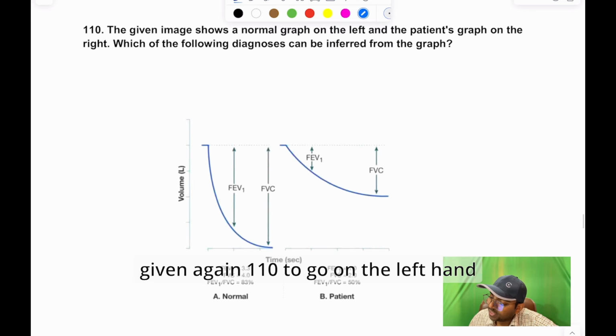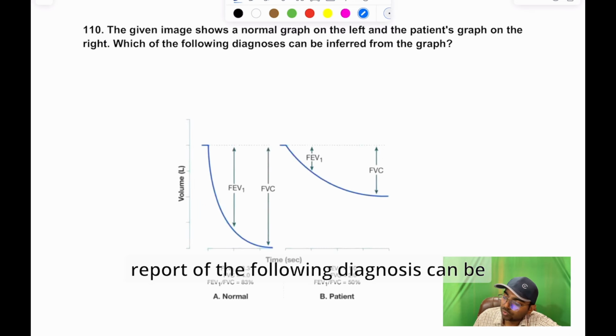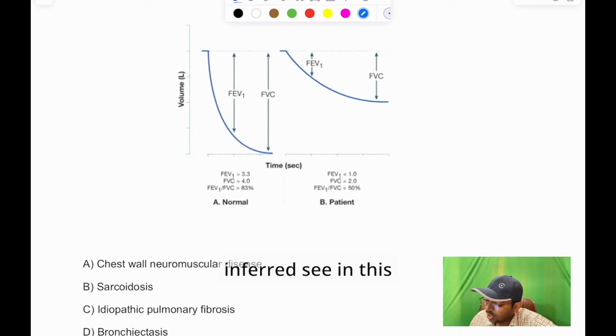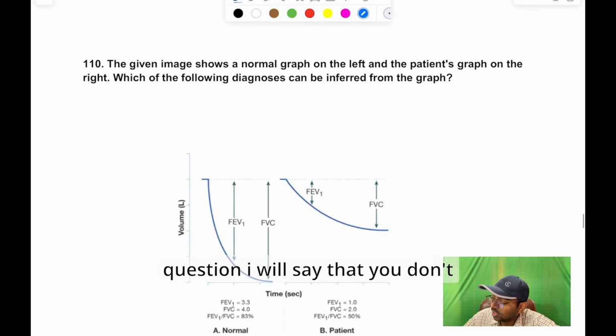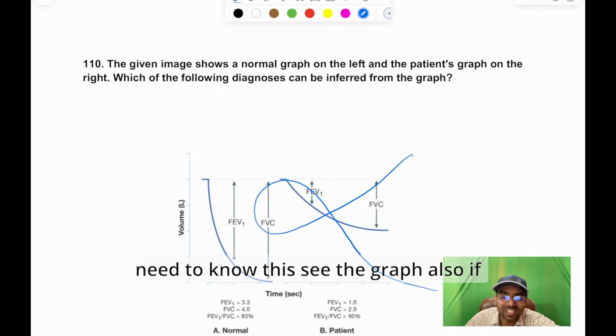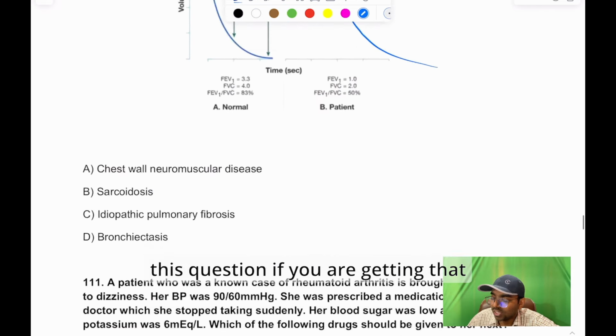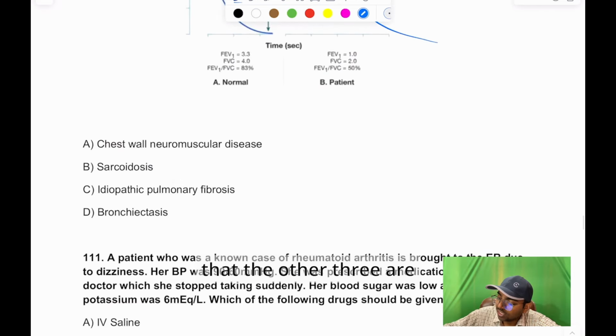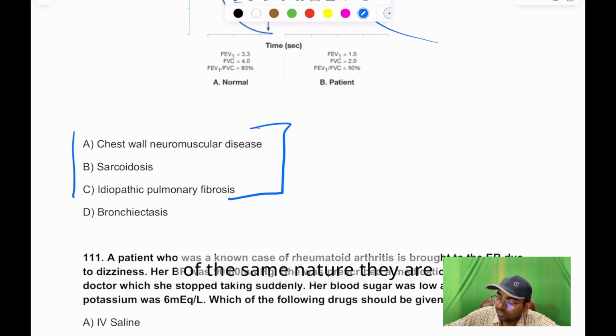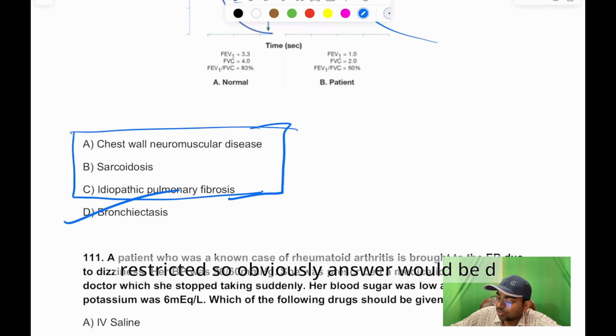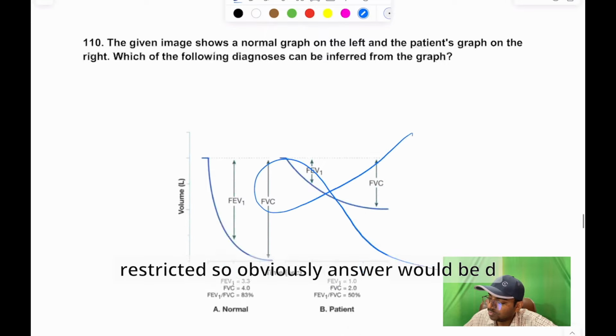Again, 110: on the left hand graph, which of the following diagnoses can be inferred? See, in this question, even if you don't know it, look at the graph also. In the respiratory system, if the other three are of the same nature, they are restrictive, so obviously the answer would be D.